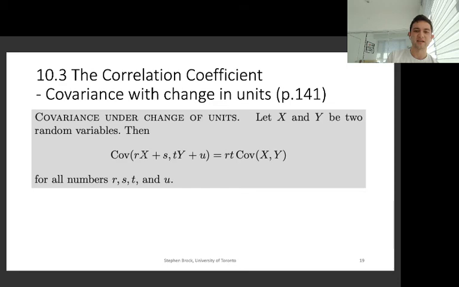So in this case, if x is, say, in liters and we want to do a transformation from liters to milliliters, for example, then you want to multiply by 1,000, and maybe there's a constant as well. And so for the covariance, the constants disappear and we pull out the two coefficients, r and t. And we saw that earlier with our evaluation of the variance of rx plus sy plus t.